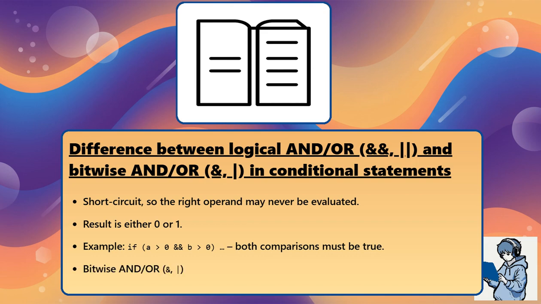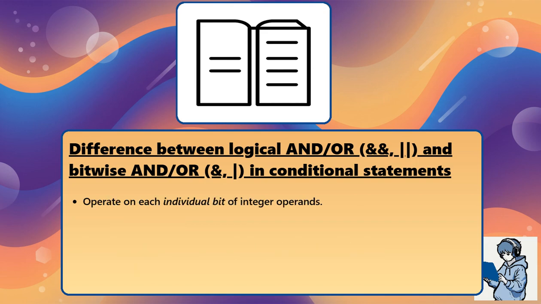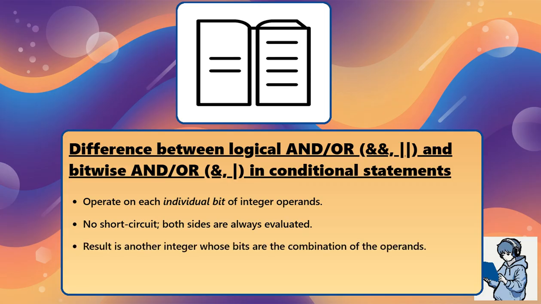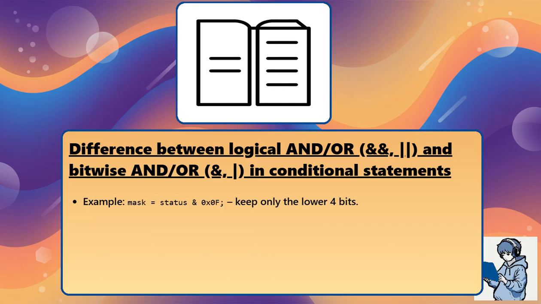Bitwise and or, ampersand and vertical bar, operate on each individual bit of integer operands. No short circuit, both sides are always evaluated. Result is another integer whose bits are the combination of the operands. Frequently used for masks, flag handling, low-level I/O. Example: mask equals status ampersand 0x0f, keep only the lower 4 bits.